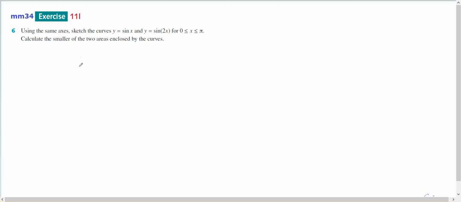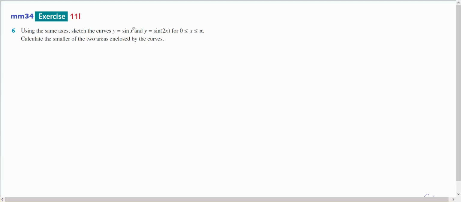This is for Year 12 Methods. It comes out of Chapter 11, 11I, question number 6. Using the same set of axes, sketch these two curves. For this particular domain, calculate the smaller of the two areas enclosed by the curves.